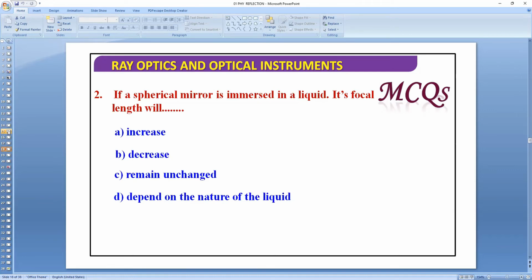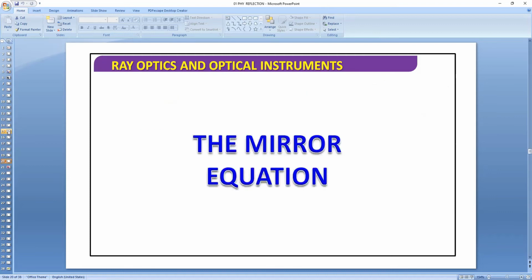Second question. If a spherical mirror is immersed in a liquid, its focal length will be: option A, increases; option B, decreases; option C, remain unchanged; option D, depend on the nature of the liquid. The right answer is remain unchanged.